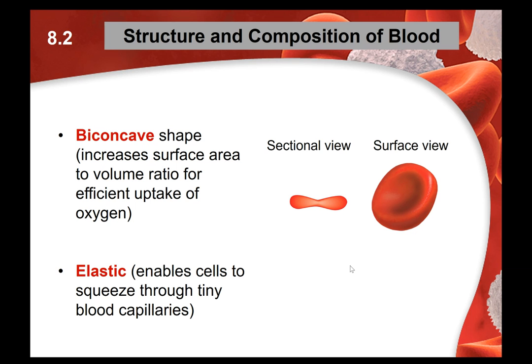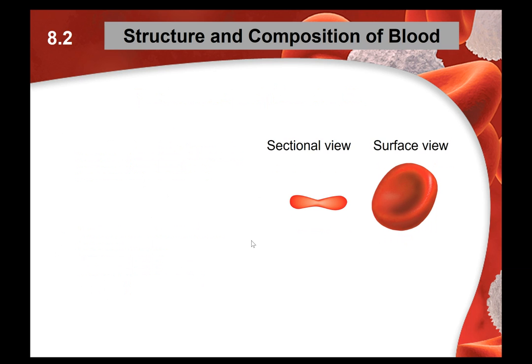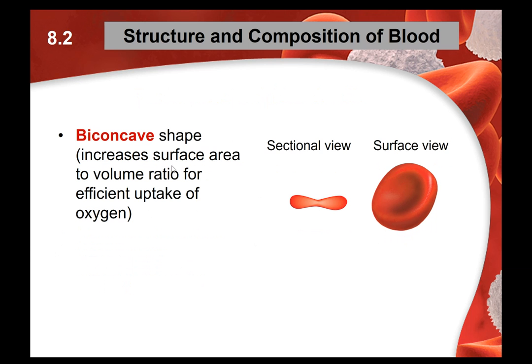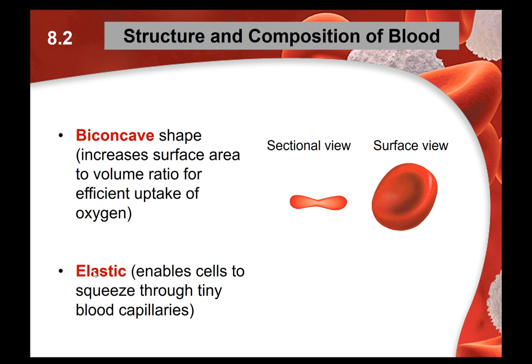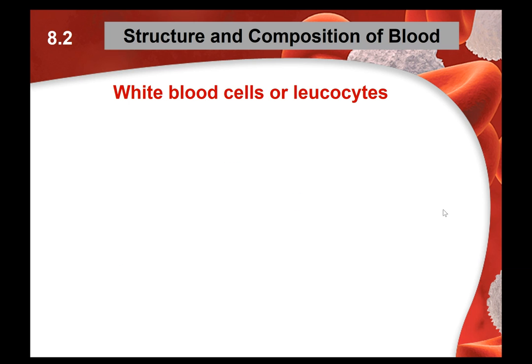All right, all these special features, four of them in fact: having hemoglobin, the absence of a nucleus, a biconcave shape, and being elastic. So much about red blood cells. Hold on. Just now we talked about the biconcave shape, meaning that there's a depression. The center of the cell is thinner than the edges.